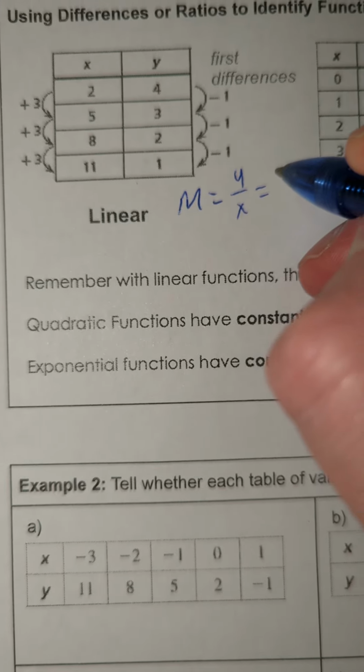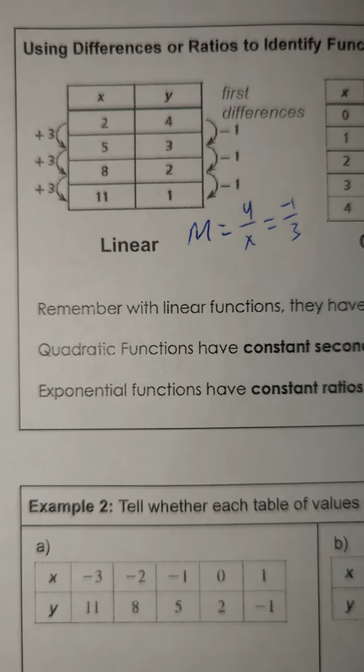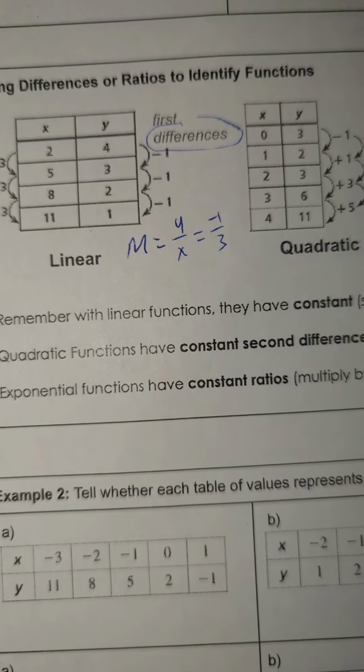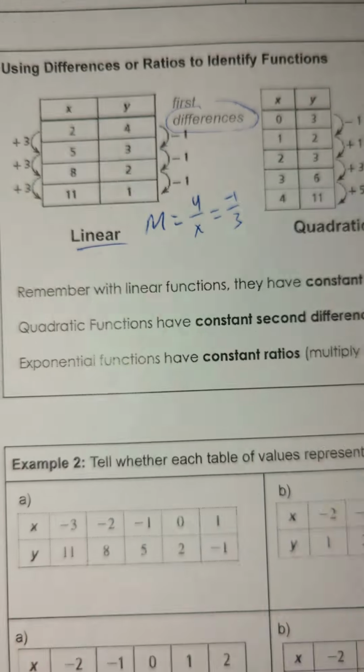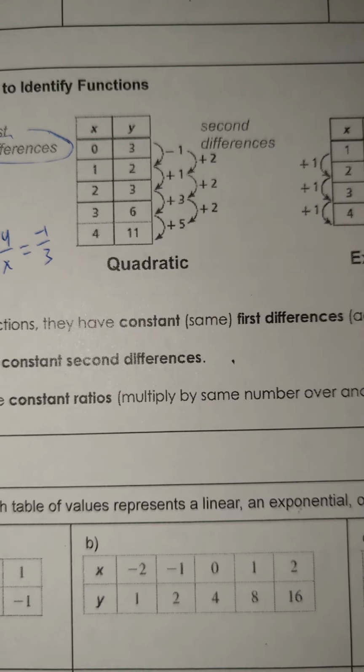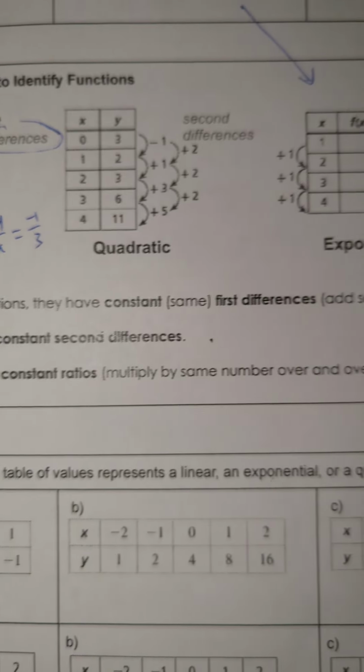In this case, it is -1/3. So if we're able to identify a common difference, we're able to identify it's linear. Let me skip the new thing. It's a little mismatched, but exponential is this one.